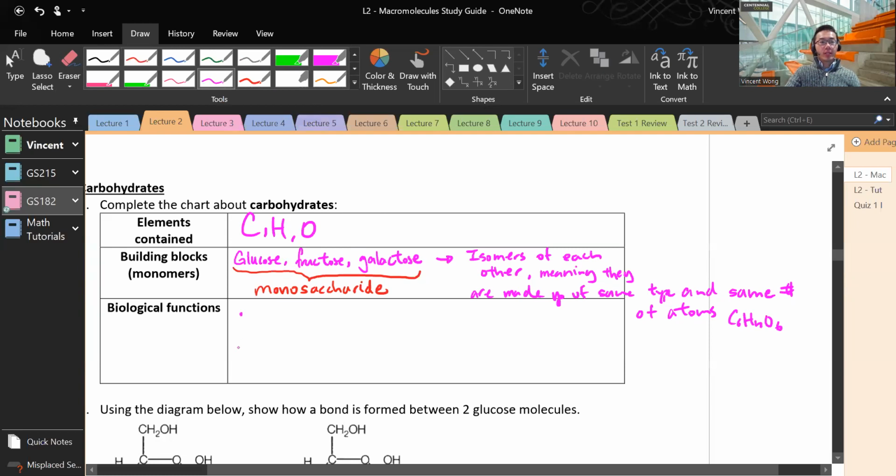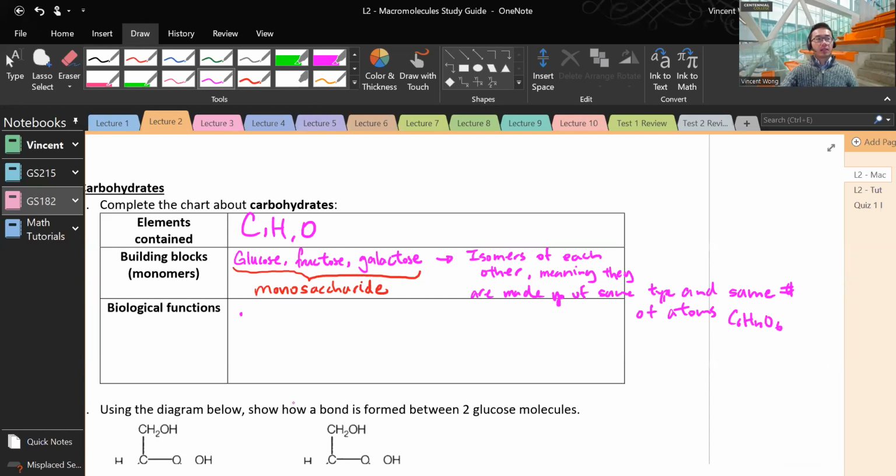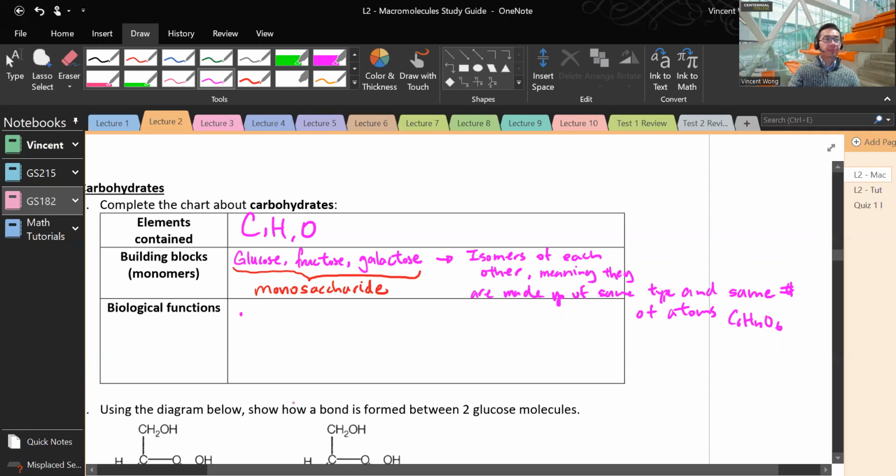All right. What do we use carbohydrates for in the body? What's the biological function of carbohydrates? Fats is another macromolecule, we'll talk about it later. Cellular energy, yep. So the main source of energy.